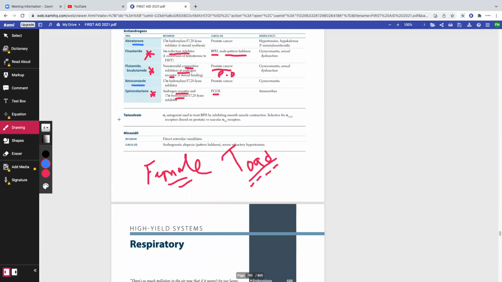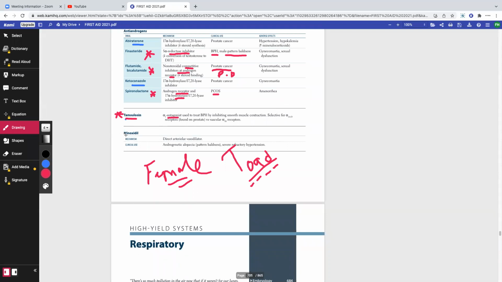Next one is tamsulosin. Tamsulosin is something that we give in BPH. It's high yield. It's an alpha-1 antagonist that causes smooth muscle vasodilatation. By inhibiting smooth muscle contraction, we get smooth muscle vasodilatation. That's all you need to remember.